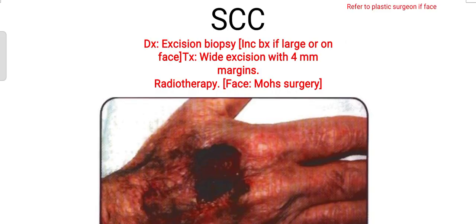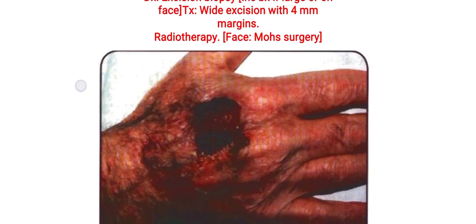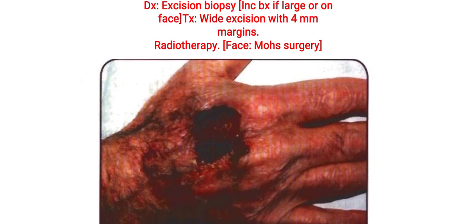This is a case of squamous cell carcinoma. Here you can see this picture. Excision biopsy is indicated. If it is large or on the face, then wide excision with 4 margins, which means the excision should be wide, and it should take 4 margins in this area. Radiotherapy is also indicated. This is the case of squamous cell carcinoma.